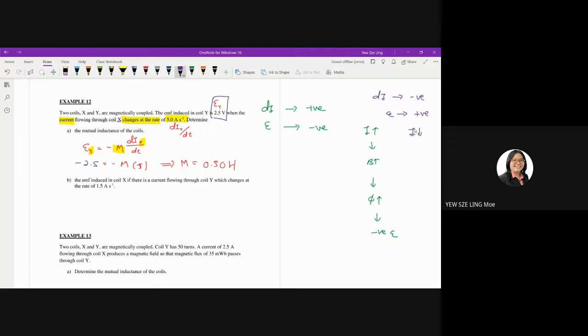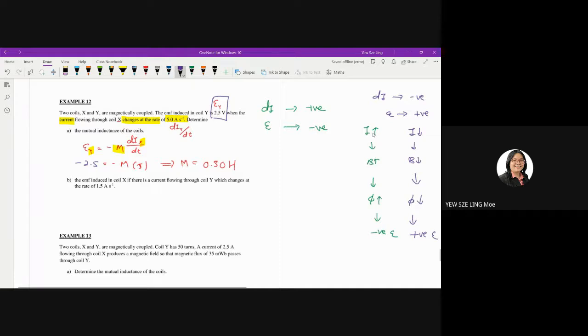Why? Because if I decreases, B decreases. B decreases, flux decreases. Flux decreases, it will then give you positive EMF. All right. So in this question, the tricky part is the EMF. It didn't tell you whether it is positive or negative, but it tells you your dI is positive.